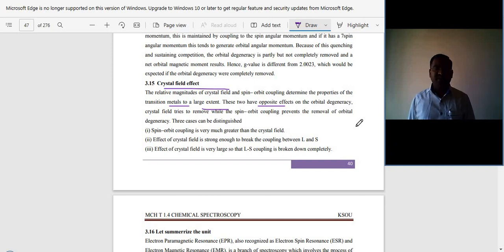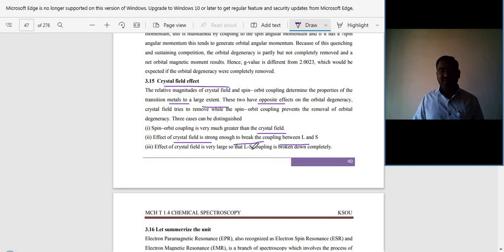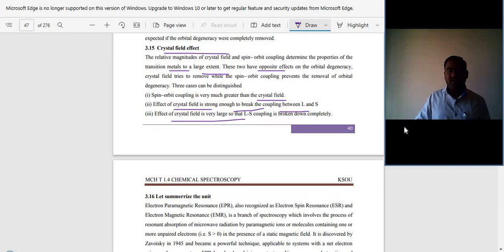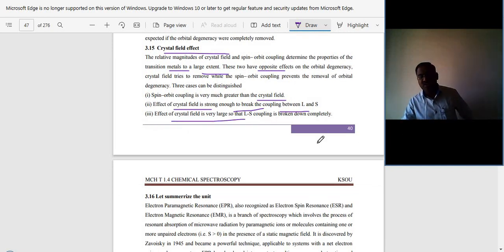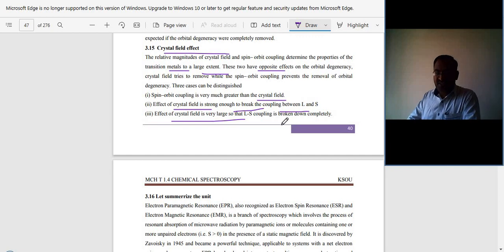Three cases can be distinguished here. First, spin orbit coupling is very much greater than the crystal field. Second, the effect of the crystal field is strong enough to break the coupling between L and S. Third, the effect of the crystal field is very large so that LS coupling is broken down completely.